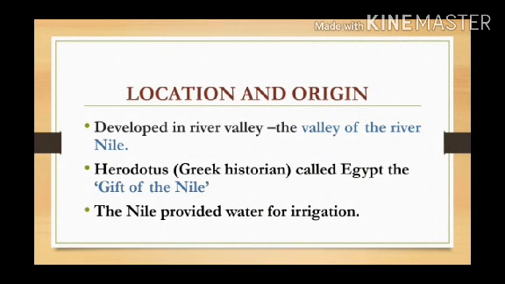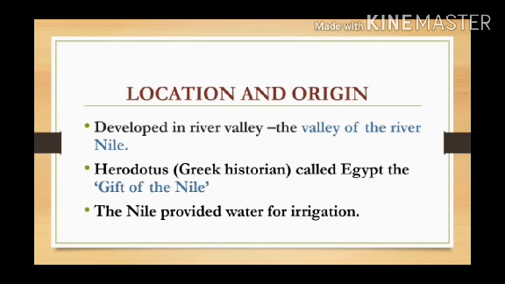Ancient Egypt, like other early civilizations, developed in a river valley. That is the valley of the River Nile. The River Nile was central to the whole civilization and was a constant and major influence on its development. The ancient Greek historian Herodotus called Egypt the gift of the Nile.